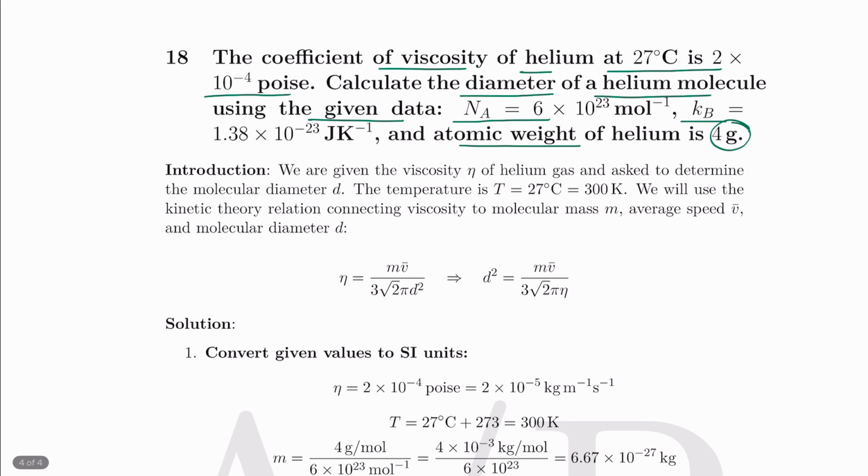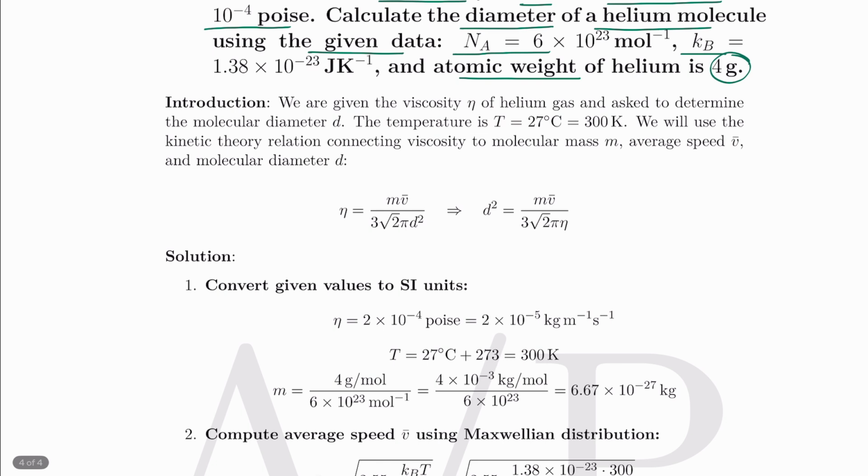Okay, atomic weight. You know that if it is in grams, it is going to be 1 mole. So we are given the viscosity η of helium gas and we are being asked to determine the molecular diameter d. The temperature T is around 300 Kelvin, that is room temperature, 27 degrees centigrade. And we are going to use the kinetic theory relation connecting viscosity to molecular mass, average speed, and molecular diameter as follows. You know that this is a very important formula.